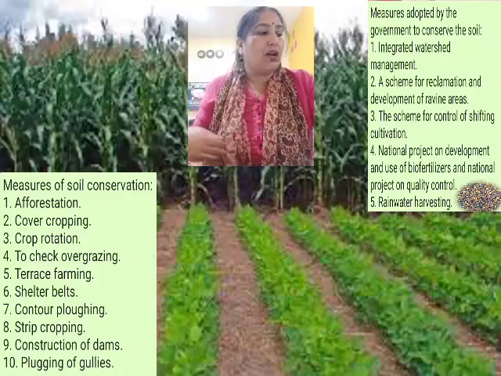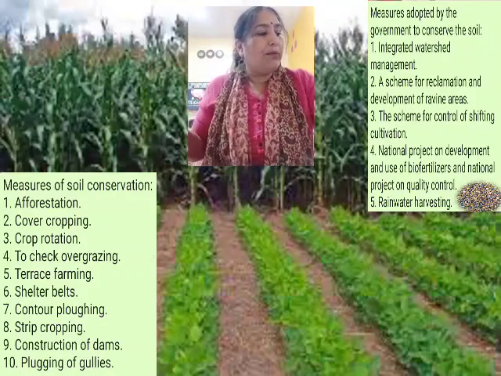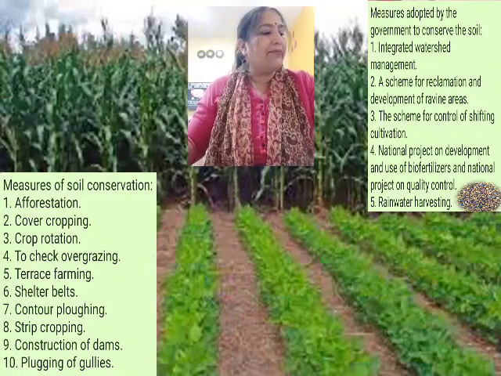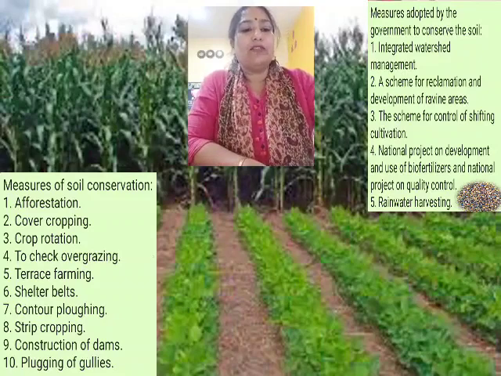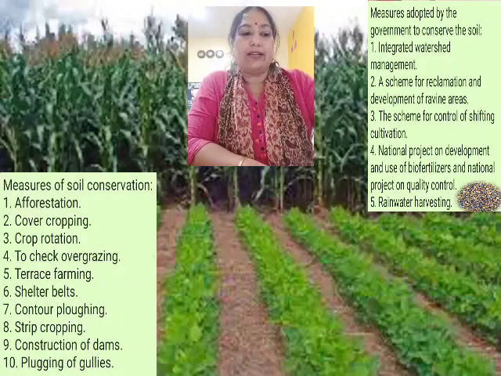Now we will talk about crop rotation. The farmers tend to grow particular crops in the same field every year. This can make soil infertile. In crop rotation, different crops are cultivated on the piece of land. This helps in conserving soil fertility. To check overgrazing, overgrazing of forest and grasslands by animals should be checked. Separate grazing grounds should be provided. Terrace farming.